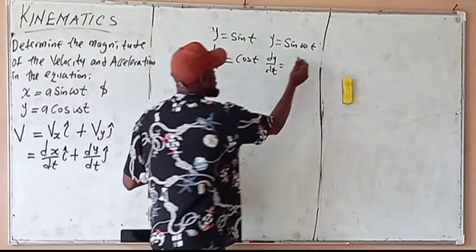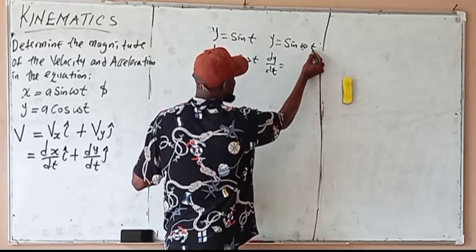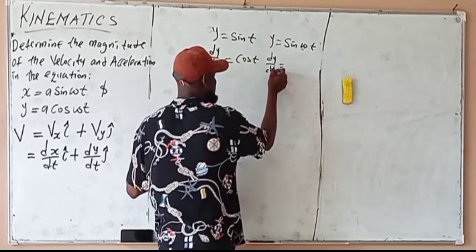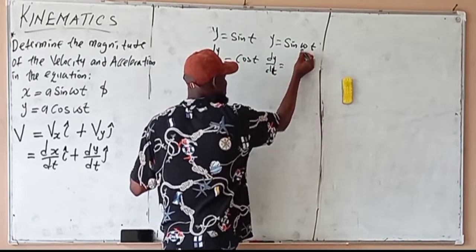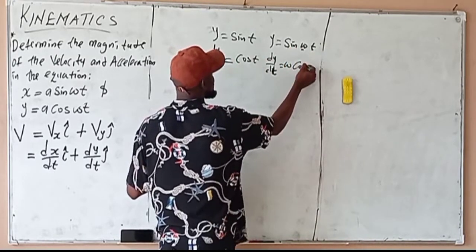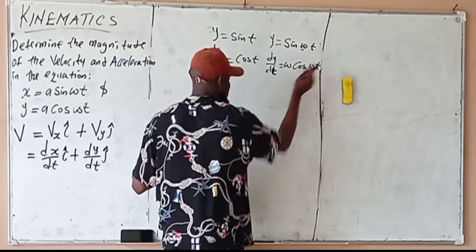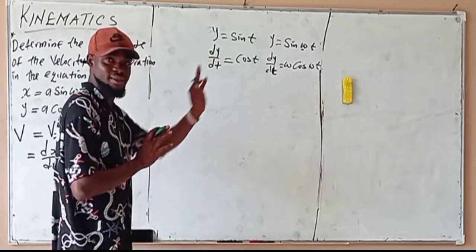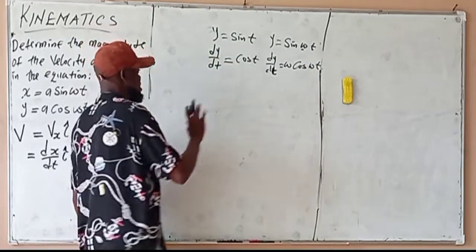What you just do there, you take this constant, because t is the variable here. So if I take this constant, then if you differentiate sine, you're going to have cos, then you have wt. That's how you do it. Just repeat everything there back. That's how to do that.